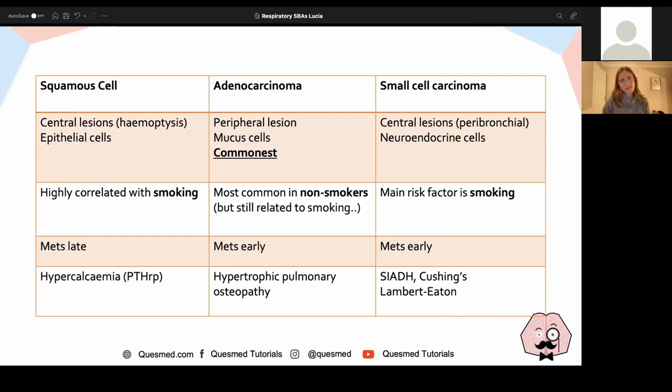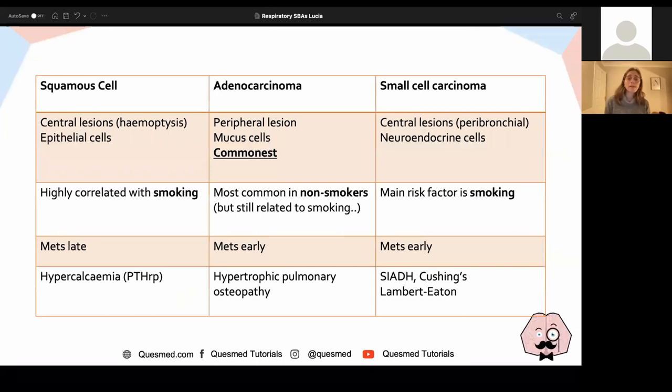Small cell carcinoma is the deadliest lung cancer. Spreads early, is caught very late. Patients that don't receive chemotherapy have a very poor prognosis. You know, we're talking about weeks. And it's a tumor of neuroendocrine cells, which tends to have central lesions, so also be peribronchial.